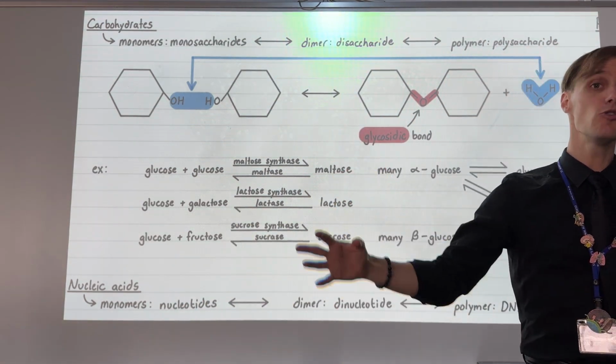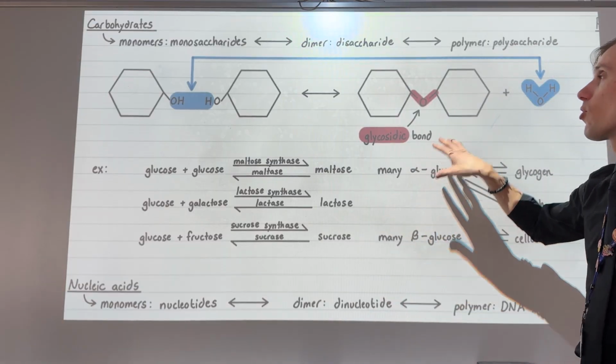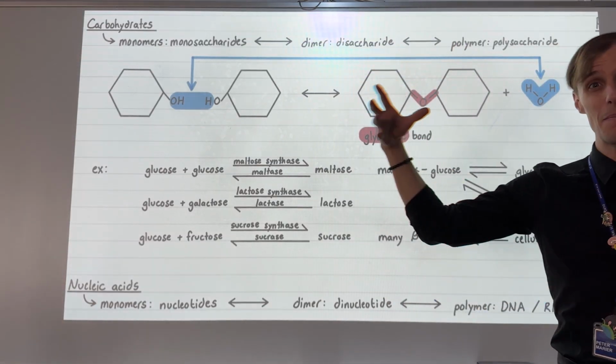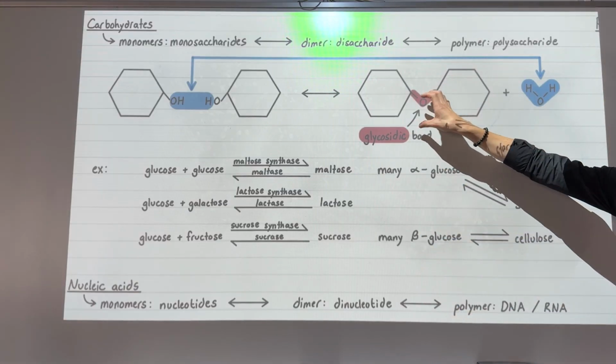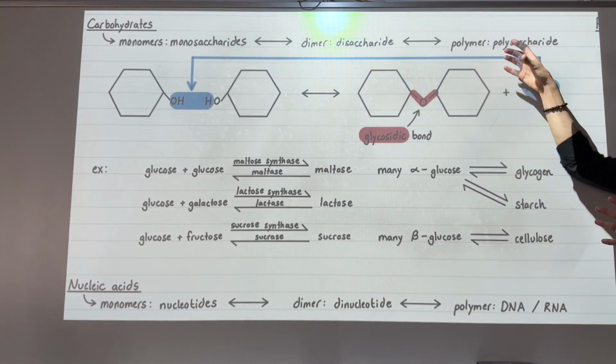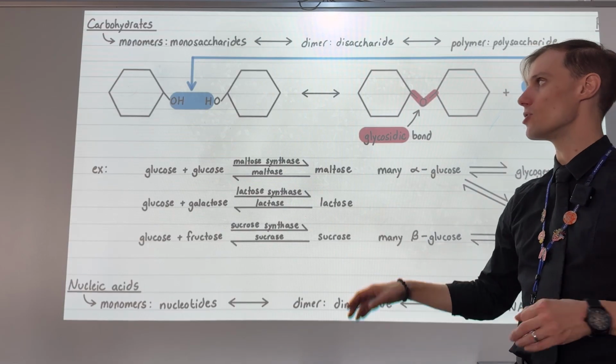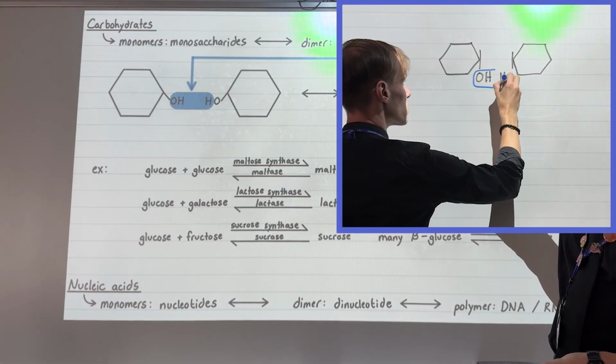If I add 2 monosaccharides together, I can form a disaccharide, 2 sugars. And if I take many of these together, I form a polysaccharide, or many sugars. And all of these are combined using what's called a glycosidic bond.